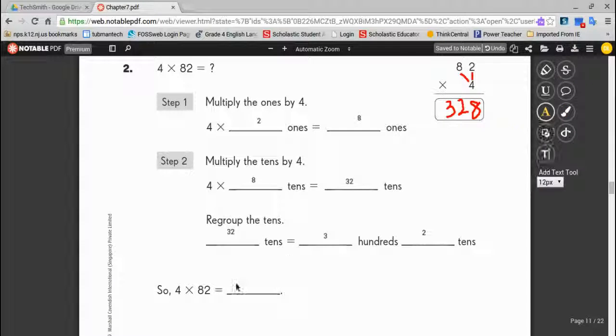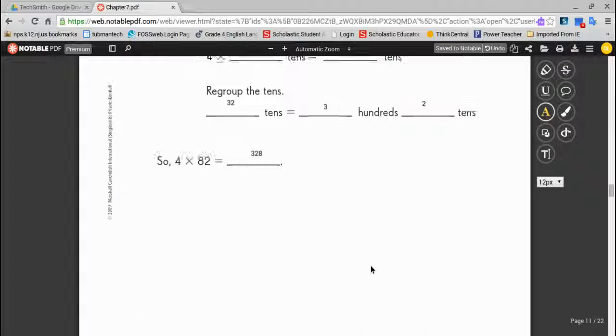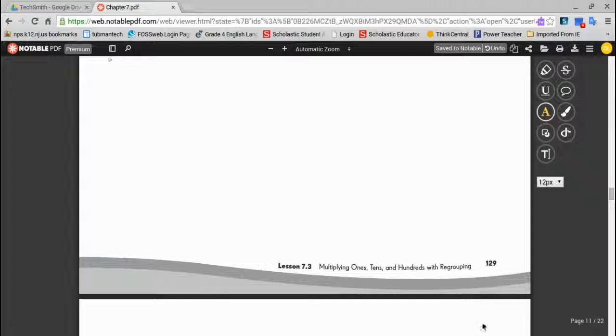So our final answer for 4 times 82, or 82 times 4, is 328. Okay, and that's page 129.